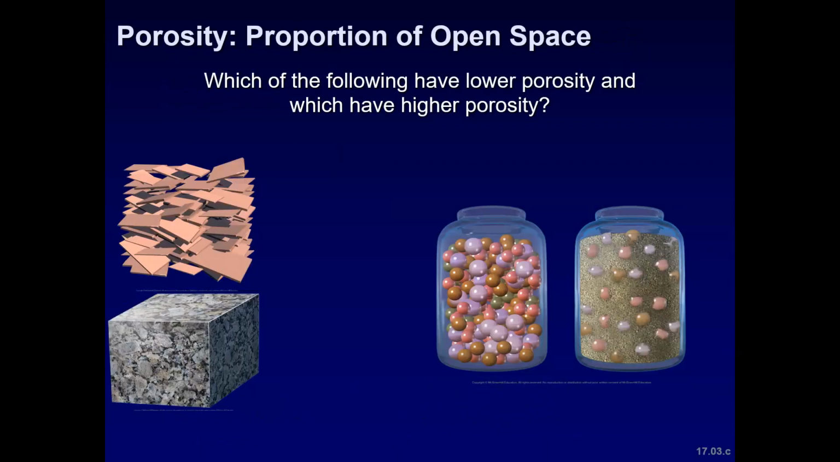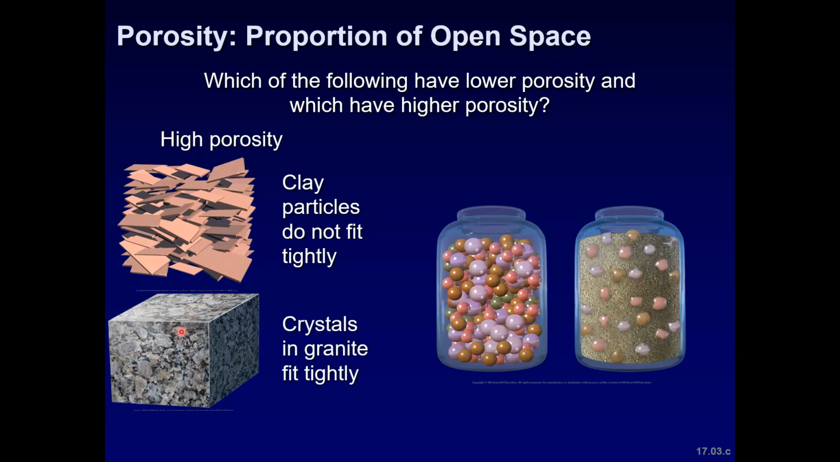Okay, porosity is the proportion of open space within a unit. So which of the following have lower porosity and which have higher porosity? These are clay particles here. They're not fitting tightly together in this instance. They're these flat particles. It has high porosity. We can see all that void space. Now this is granite. The crystals here fit together tightly. They're interlocking. There's very low porosity here. Water's not going to move through that very well without fractures.